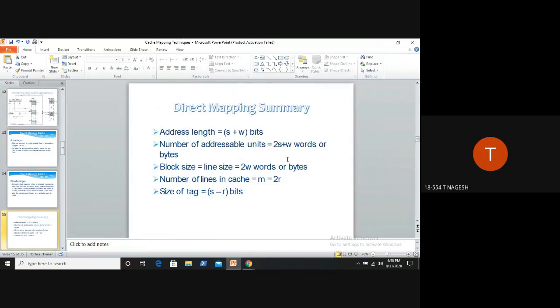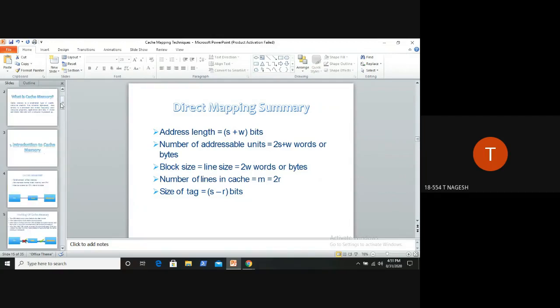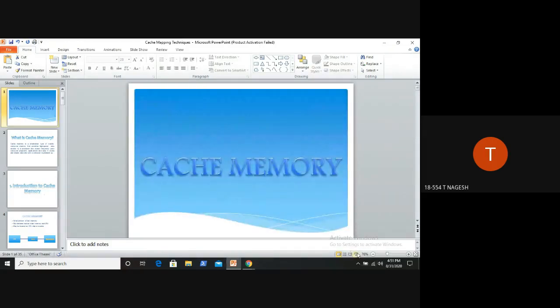This is the summary of the entire direct mapping. This is the main memory address bit, and this is the tag bit. This is how the entire thing goes on, and I hope I have covered the entire topic of direct mapping and cache memory. Okay, so it is better to close the session right now.